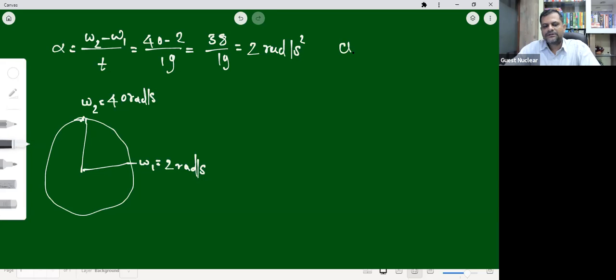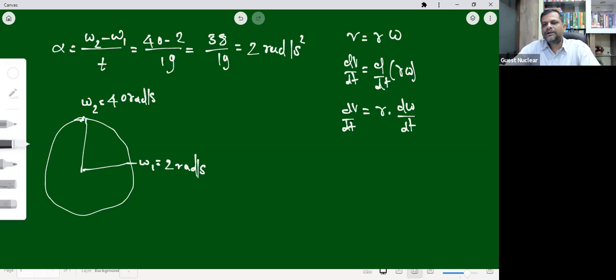How can we get the tangential acceleration? Because we know that v is equal to r into omega, correct? So if we differentiate this, then dv by dt is equal to d by dt of r omega, where r is a constant, so it can be taken out, and what we are left with is r times d omega by dt. Here this dv by dt stands for tangential acceleration, and this d omega by dt stands for the angular acceleration, and hence we can prove the relationship between the tangential acceleration and the angular acceleration, that is at is equal to r alpha.